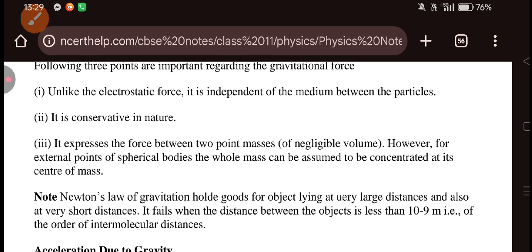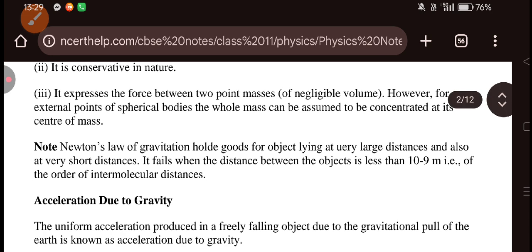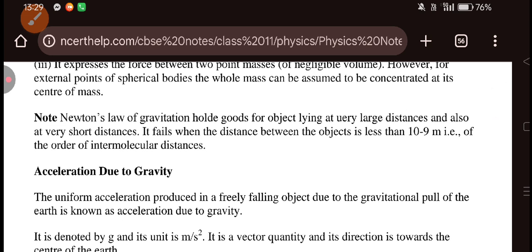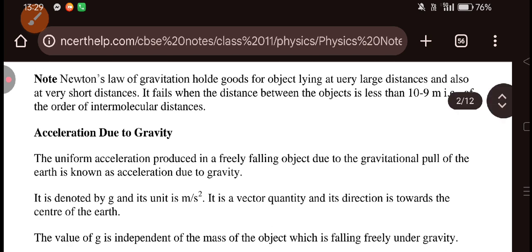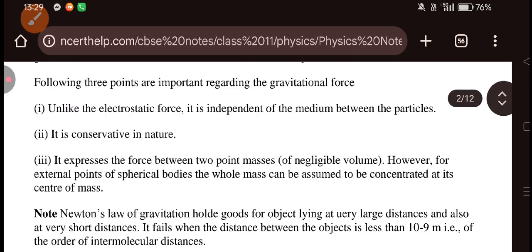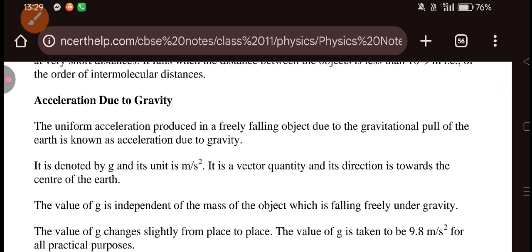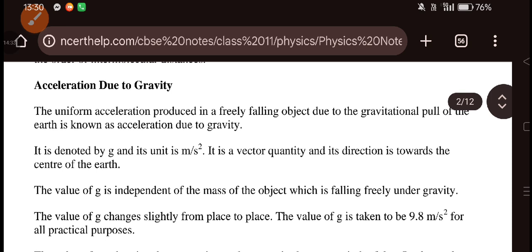Third, it expresses the force between two point masses. However, for external points of spherical bodies, Newton's law of gravitation holds good for objects lying outside. This is enough about gravitation. Now let's see acceleration due to gravity.